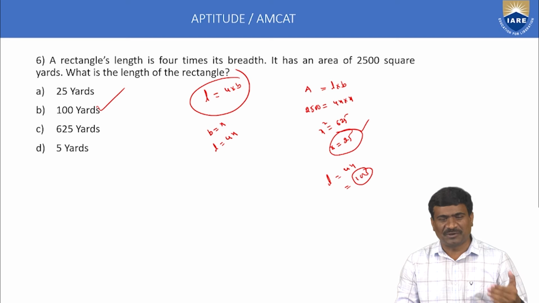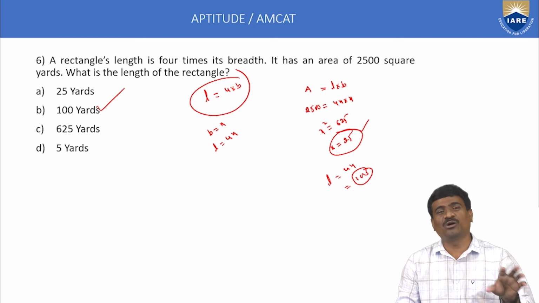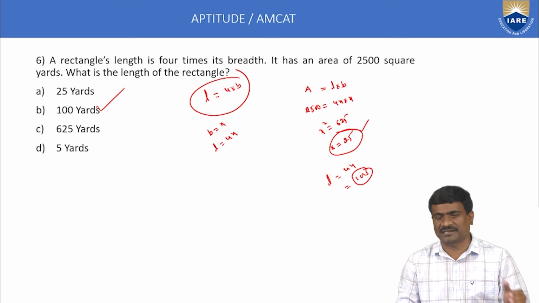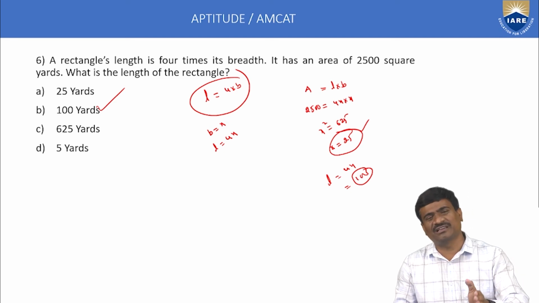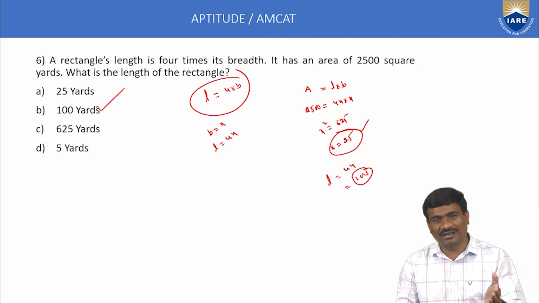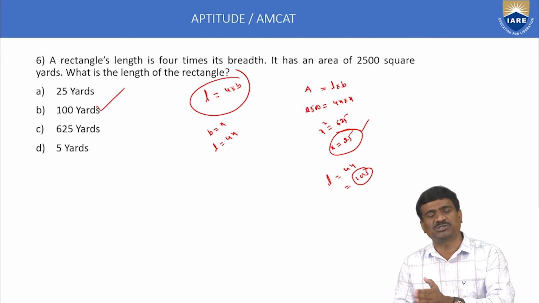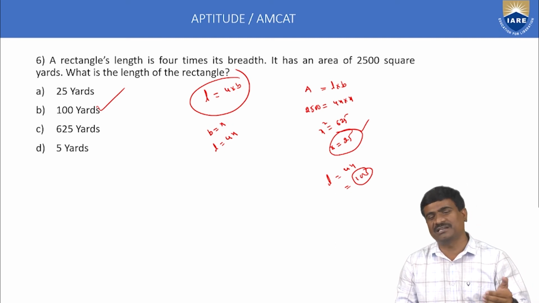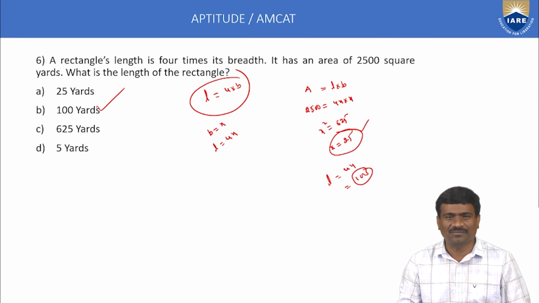Similarly, the trapezium concept, parallelogram concept and rhombus concept are all very important 2D figures. Also the circle concept, circle and sector. The area of a circle is equal to pi r square, where r indicates the radius. Radius is equal to diameter by 2. Circumference is equal to 2 pi r. Pi is equal to 22 by 7.